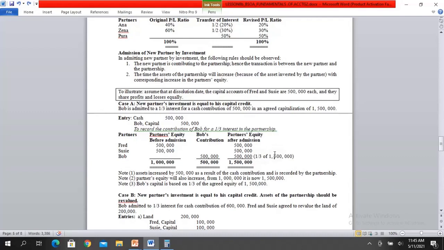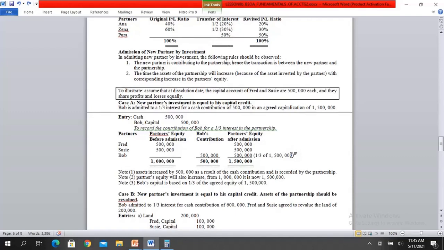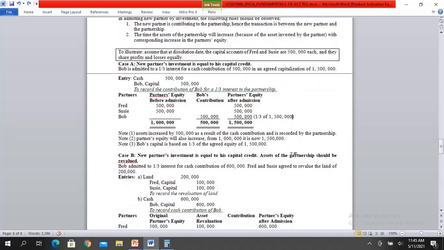So, 1/3 of 1,500,000. Ayan. So, 1/3 of interest of the partnership, napunta yun kay Bob. Yun yung binayaran ni Bob kasi yun din yung amount ng 1/3 of interest ng partnership. Ayan. So, napunta sa partnership yung binayad niyang 500,000. Hindi napunta sa kahit anong partner kasi wala namang transfer sa kanya yung kahit sinong partner, di ba?